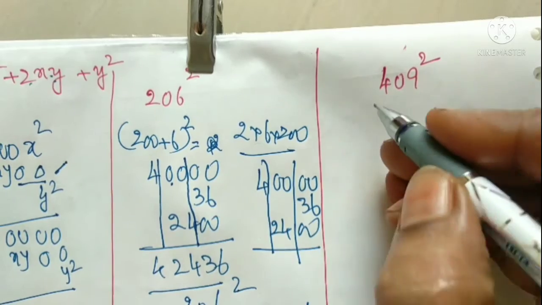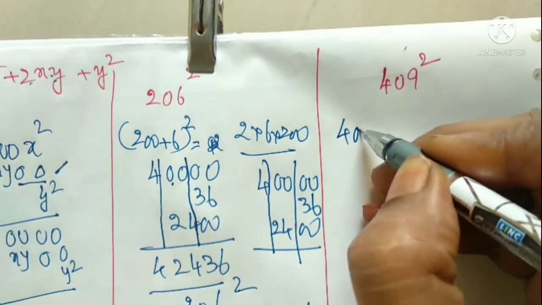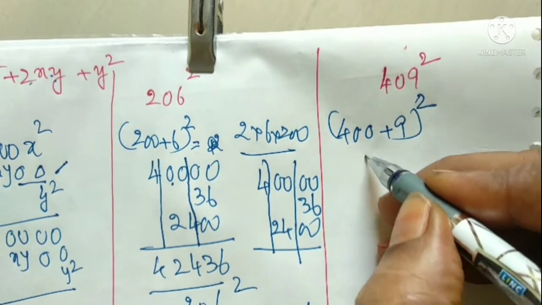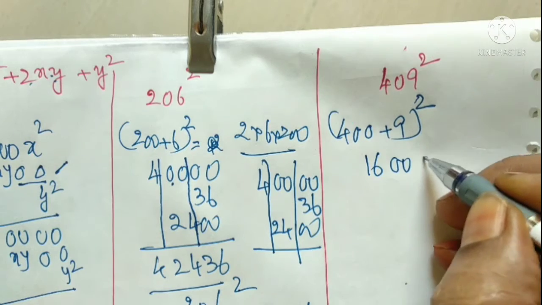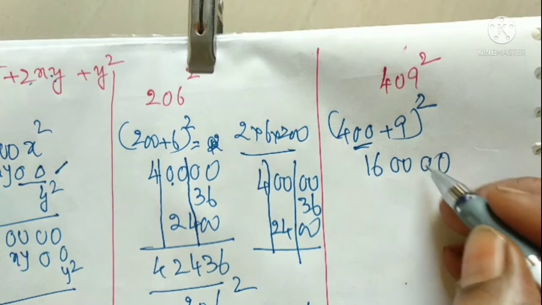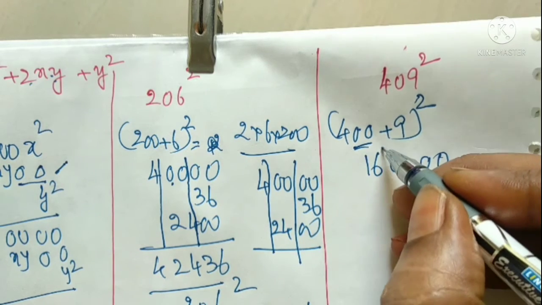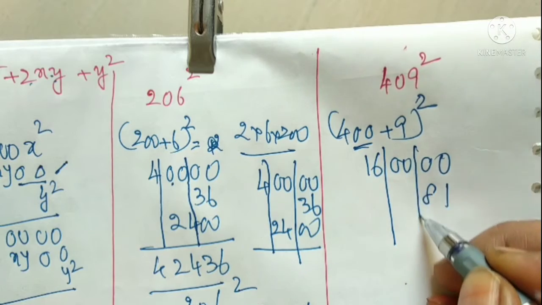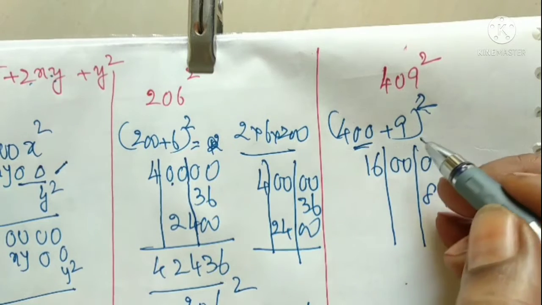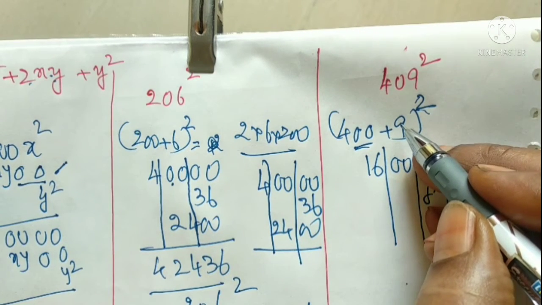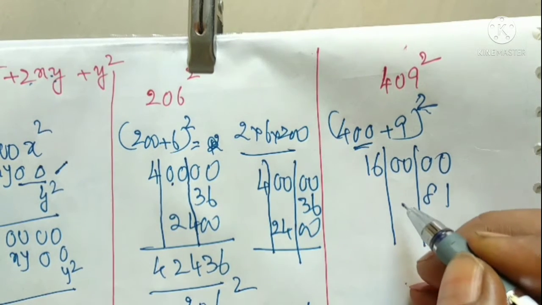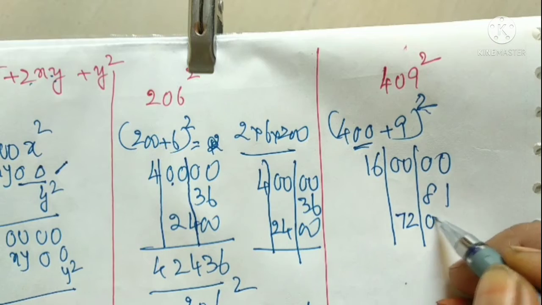Now 409 square. This is 400 plus 9 whole square. 400 means 16, 0, 0, 0, 0, because 2 zeros, we have to get 4 zeros. Now 9 means 9 9 ja 81. Now 2 into A into B. 2 into 9, 2 9 ja 18. 18 4 ja 72, 72 0 0.